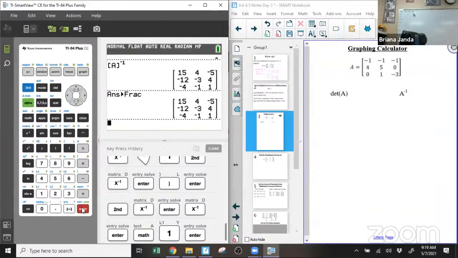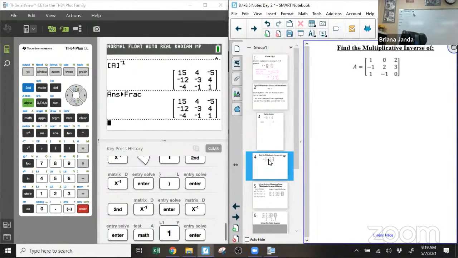Questions on finding a determinant or an inverse on our calculators? Okay, I want you guys to try it without me pushing any buttons in front of you. I want you to use this matrix up here. I want you to input this matrix up here into your calculator and find its inverse.